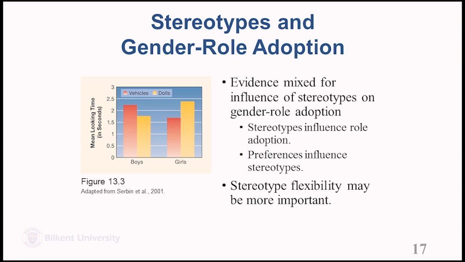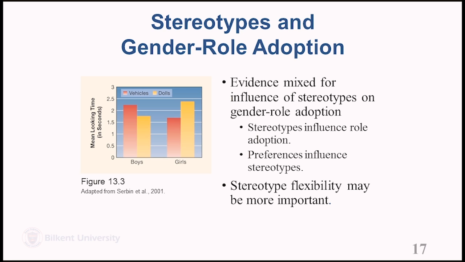The evidence is mixed for the influence of stereotypes on gender role adoption. Stereotypes, so these are boys and girls. This graph doesn't really talk about this much, but it again shows boys' and girls' preference for different types of toys. The reds are vehicles. So as you can see, boys prefer vehicles more and girls prefer dolls more. This is not very surprising, I guess. Several researchers replicated this finding with chimpanzees. That actually is very interesting.